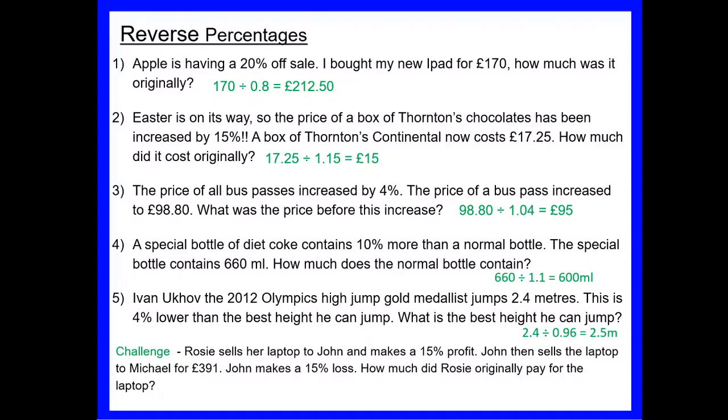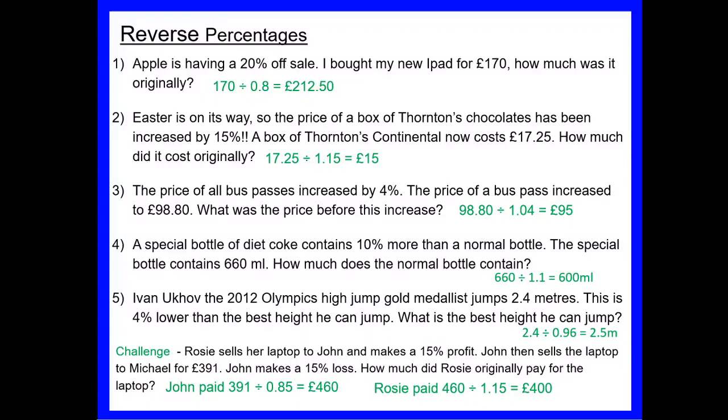So a loss being a decrease. So if John paid £391, then we divide that by our 0.85 and that meant it was £460 when he bought it. So he bought it from Rosie for £460. Now she made a 15% profit when she sold it to John. So if we start with our 460, we're going to divide it by 1.15. So Rosie originally paid £400.